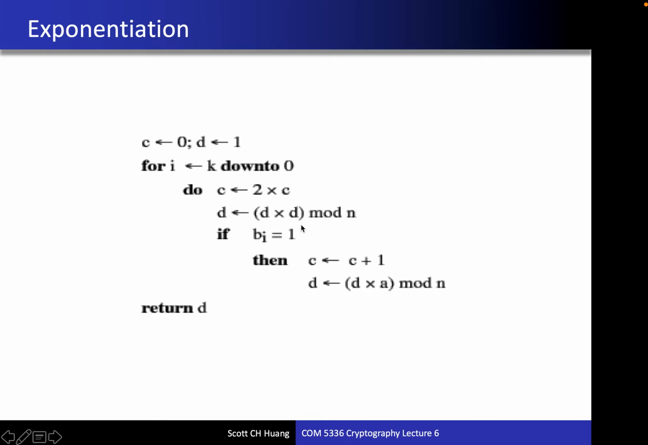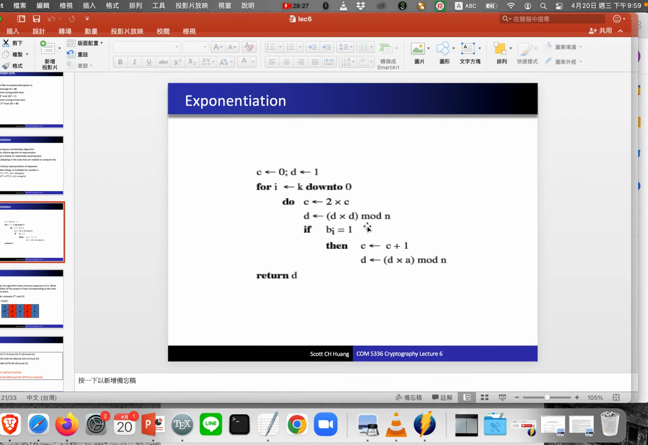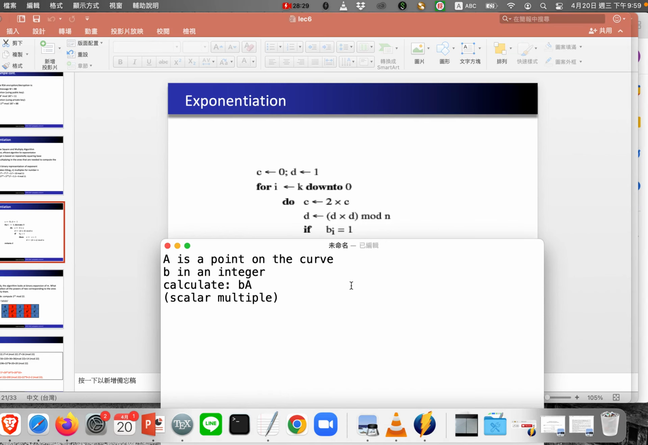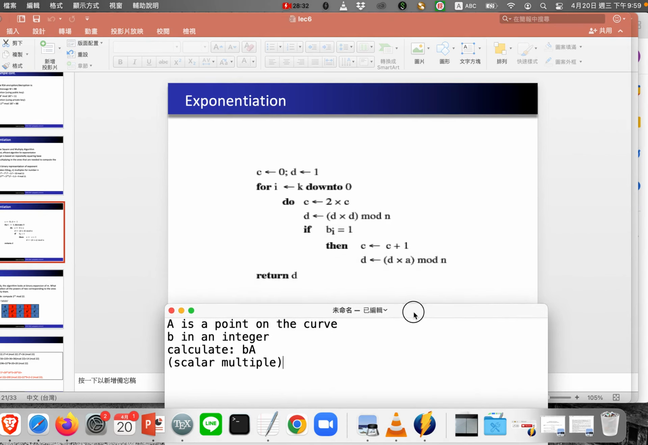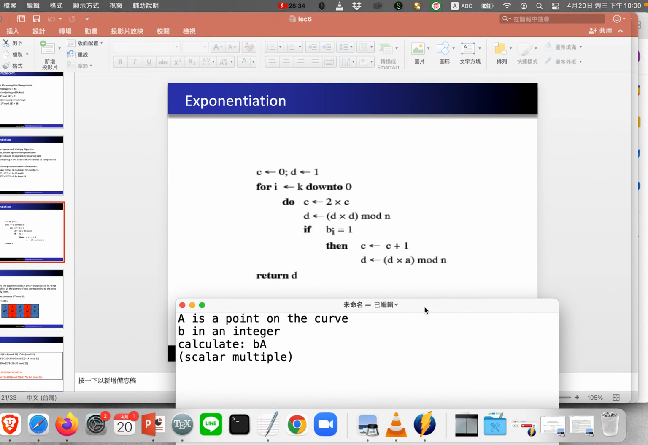Now we change this as well. This is multiplication, so multiplication will be changed to addition. This will be big D plus big A, and there's no mod n anymore. Let me type this down just to let you guys know, the elliptic curve version. It's actually not hard, you just have to know what I'm doing.